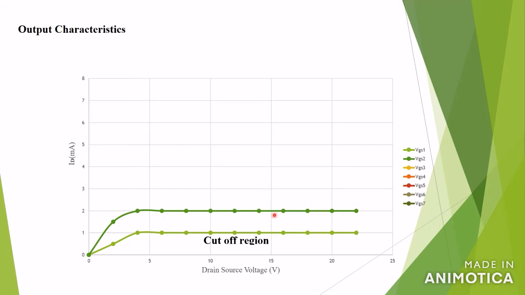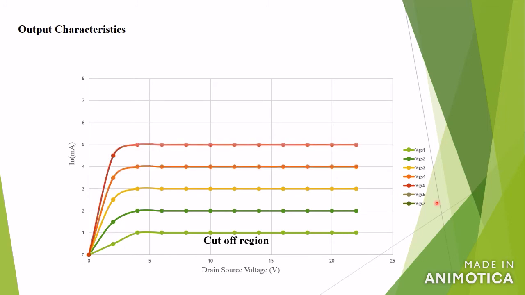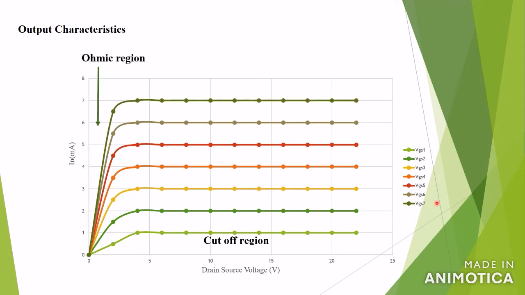Here is the second graph. Again, if we keep on increasing this value, we can obtain different characteristic curves. Here VGS is increased in steps. In the output characteristics, we have three different regions.